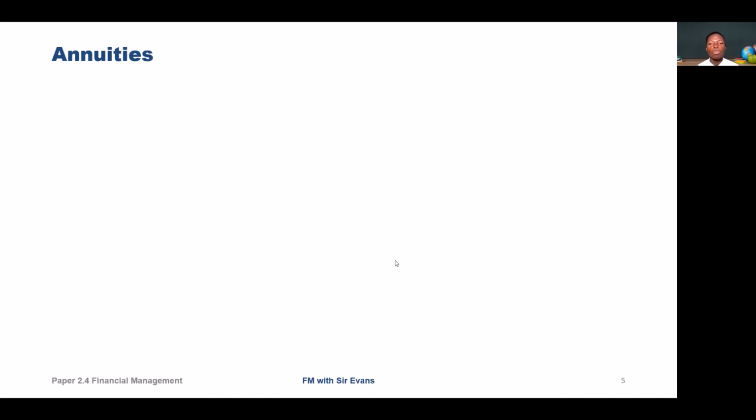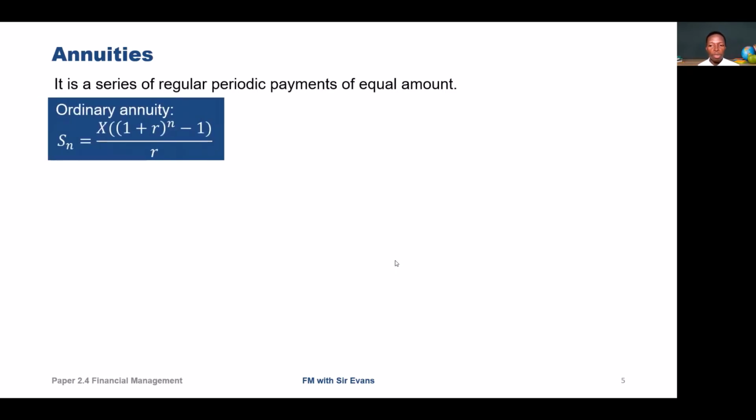Okay. So with simple and compound interest, a one-time inflow or outflow is received or paid. However, there could be instances where, say, 30,000 is invested every year for 5 years, or 500 cedis is invested every month for 24 months. This situation is what we call an annuity. It's a series of regular periodic payments of an equal amount. Now, to find the annuity, we have 2 instances. We have the ordinary annuity, which is where the payments or receipts are in arrears. That is, they are paid at the end of each payment period.